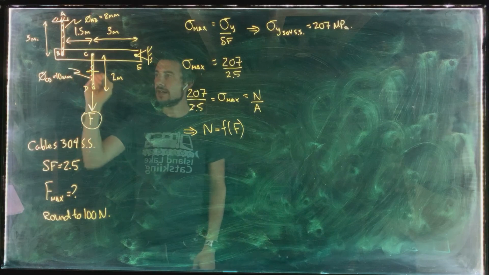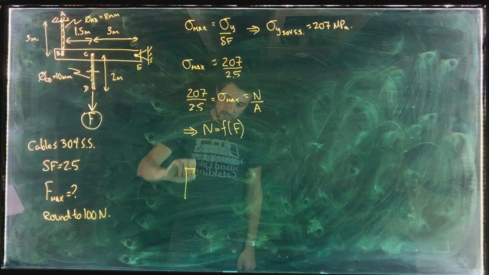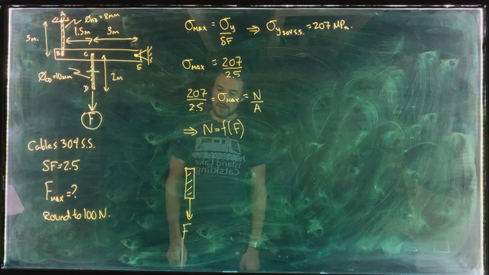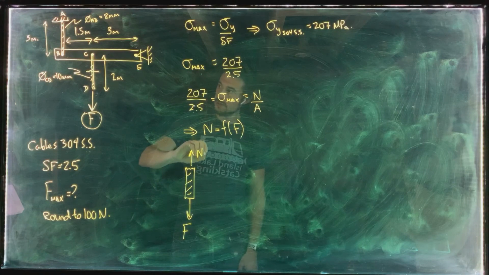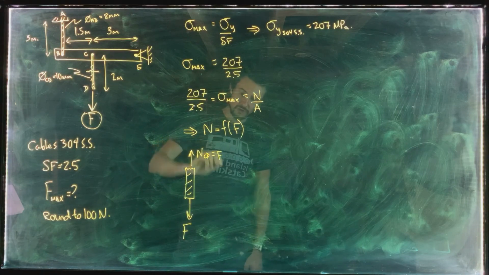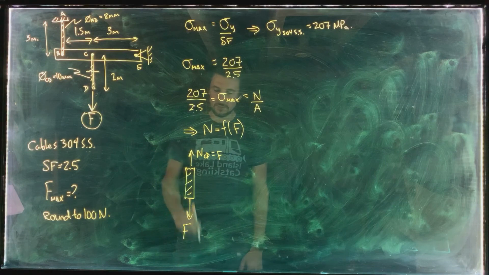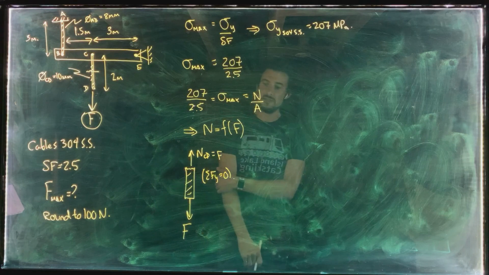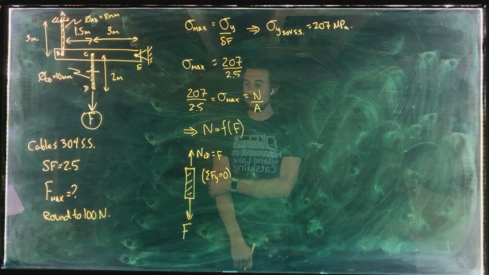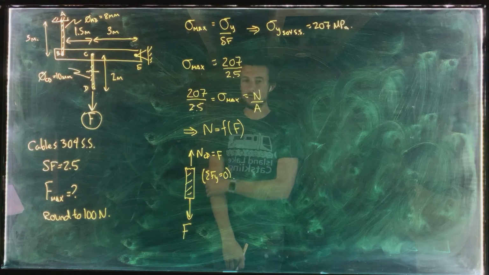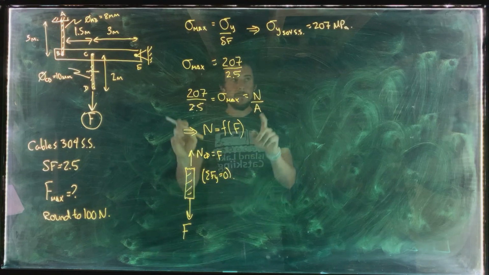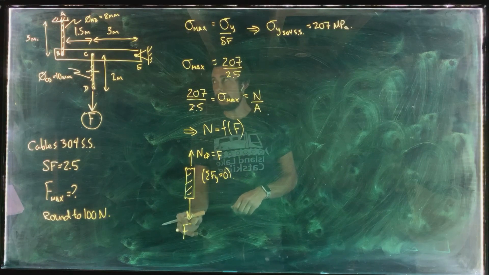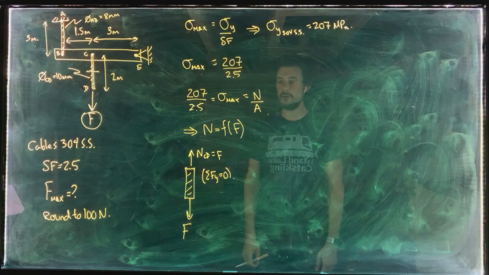Because if we take a section cut through cable CD, then what do we have for a free body diagram? We have load F here, and then we have our normal force in CD, which must be equal to load F, because we know that the sum of the forces in the Y direction has to be equal to 0. Okay? Again, neglecting the weight of the cable itself. So let's put that into this expression and see what we get for load F, and then we can do a similar consideration for cable AB.